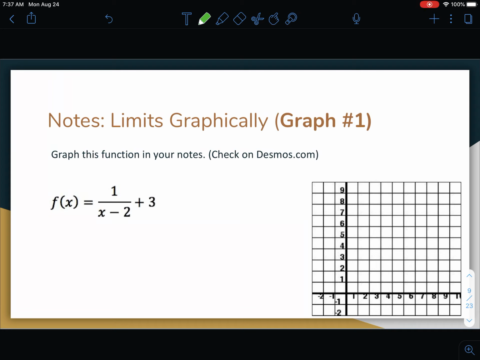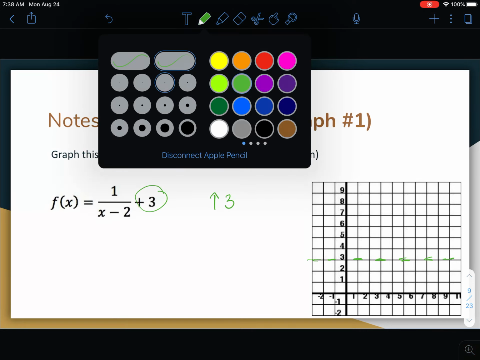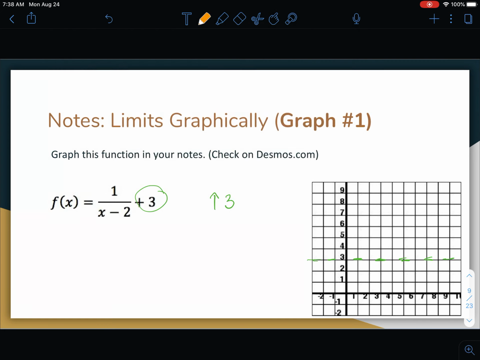I can see this is a rational function. We have a horizontal asymptote at 3 because we have a vertical shift of 3. We also have a vertical asymptote at x equals 2, so we move to the right 2 for this. Okay, let's make a quick table and plot some points to get a feel for what this graph looks like.